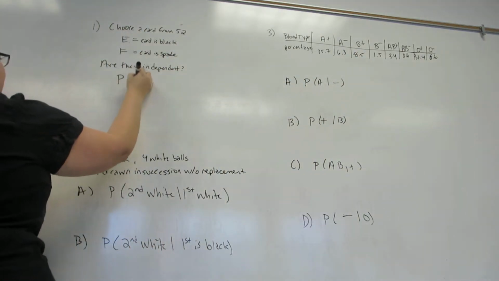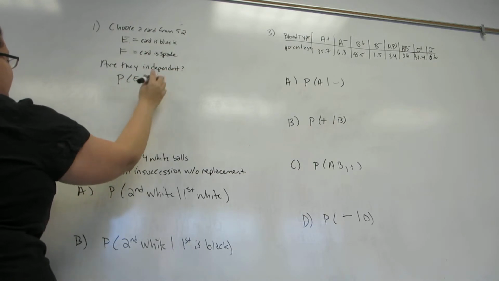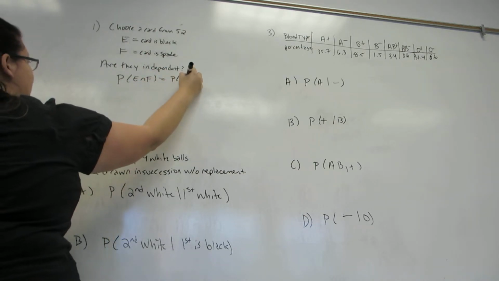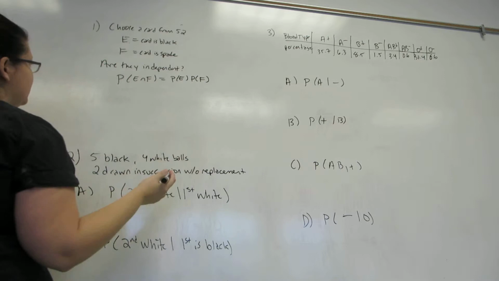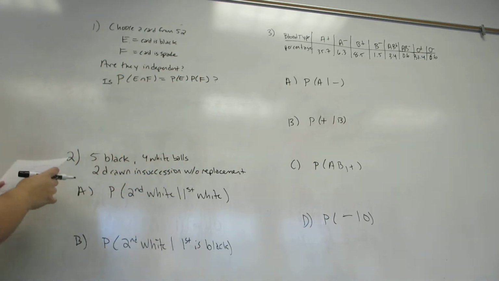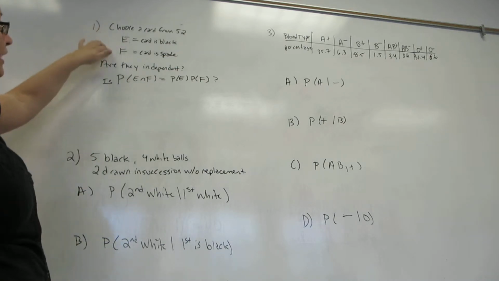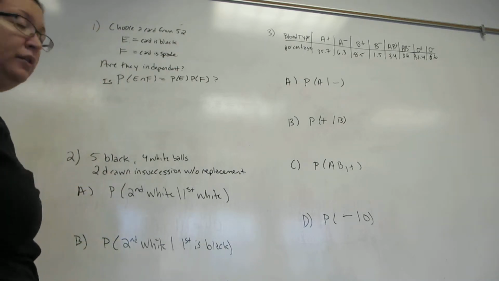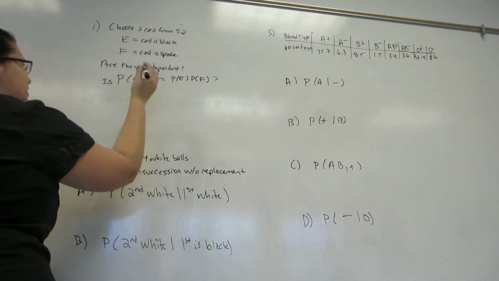To be independent, I would need that the probability of their intersection is the product of their probabilities. So this is what I'm going to check. Well, the probability of their intersection, the intersection of a card being black and a card being a spade, is a card being a spade. And there's a 1/4 chance of a card being a spade.